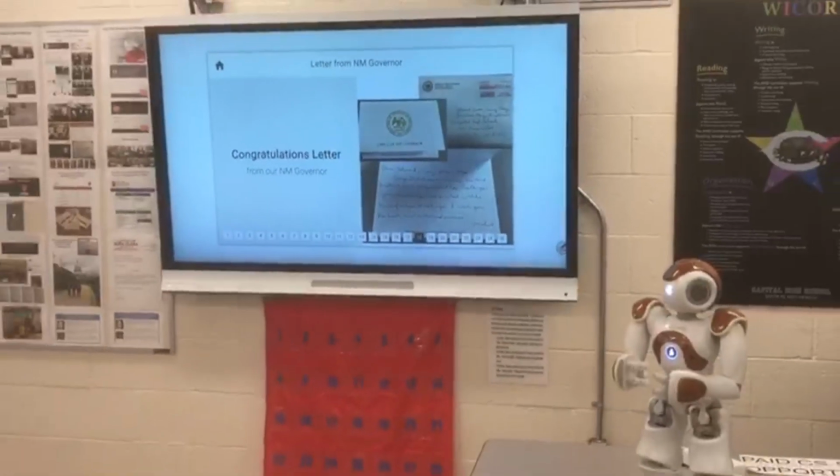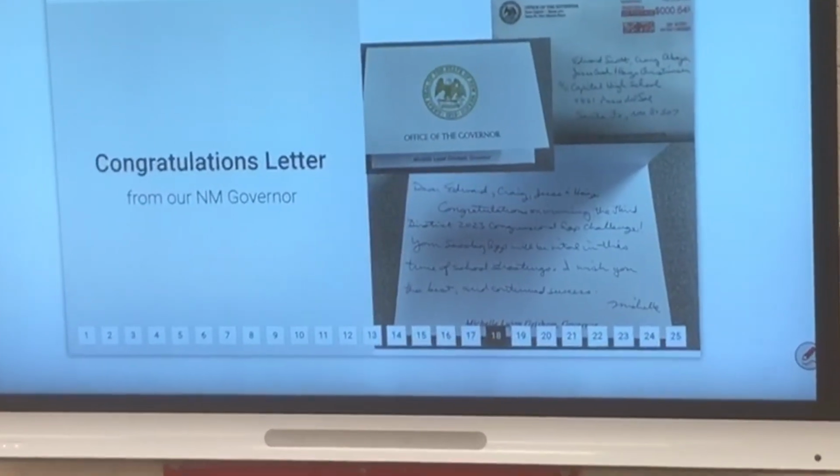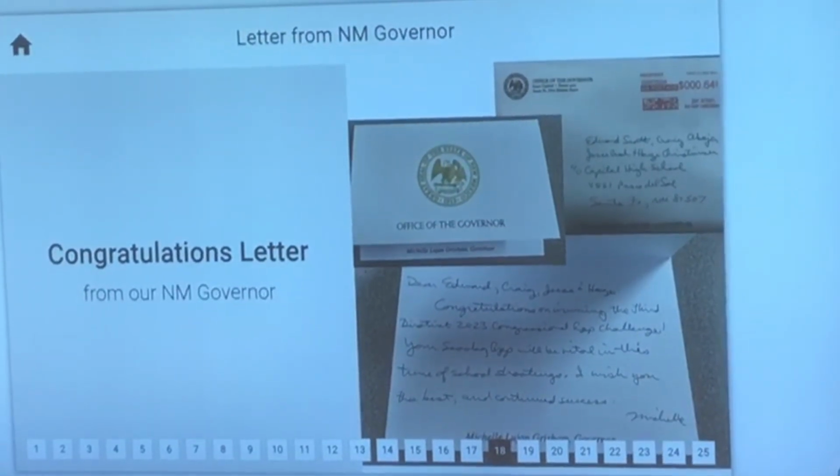The pioneers of Scooby also received a handwritten letter from our New Mexico governor, Michelle Lujan Grisham. Isn't it amazing? I am so happy for these kids.